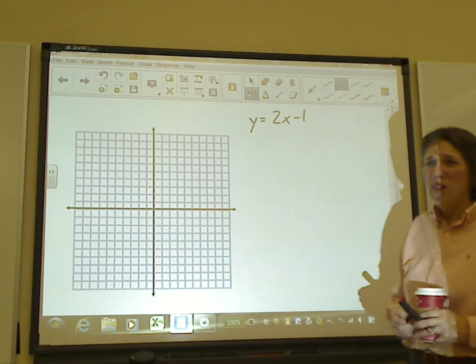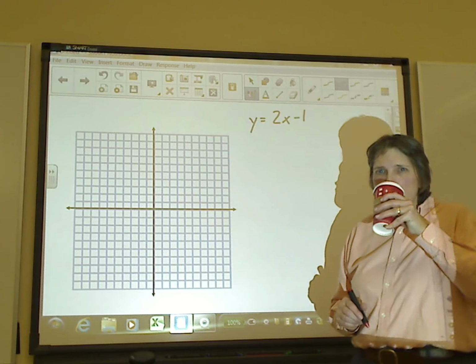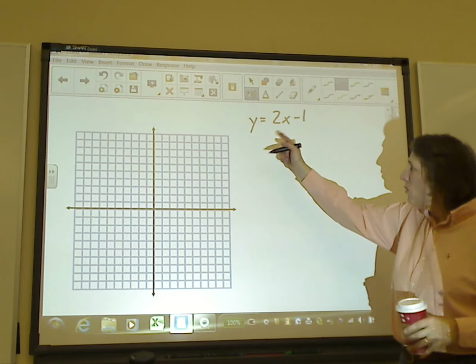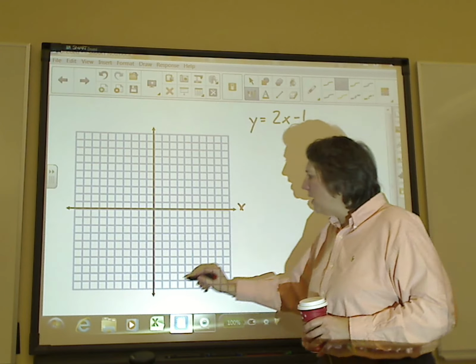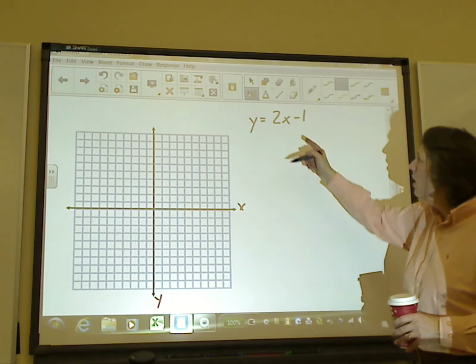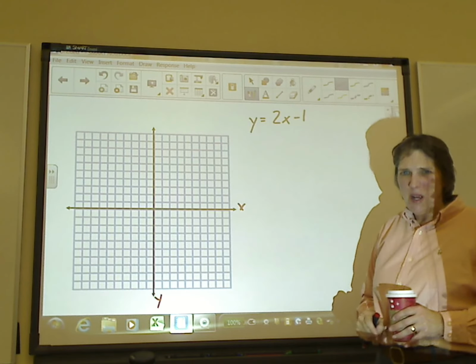Well, what do you do with this? What you do is I'm going to give you equations. And you're going to have to graph this. Now we're going to label this x and y. And what it does is it tells you that y equals 2x minus 1.